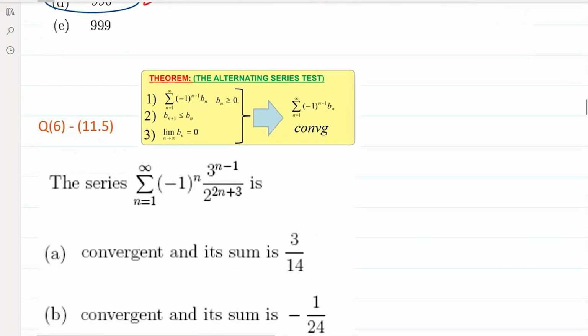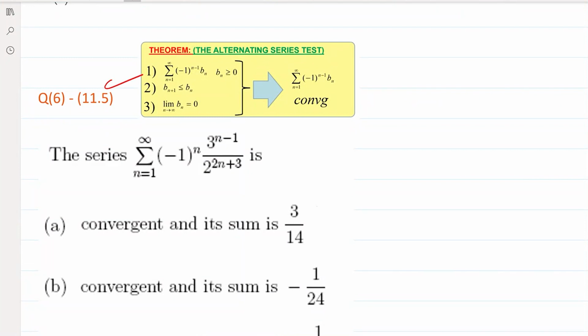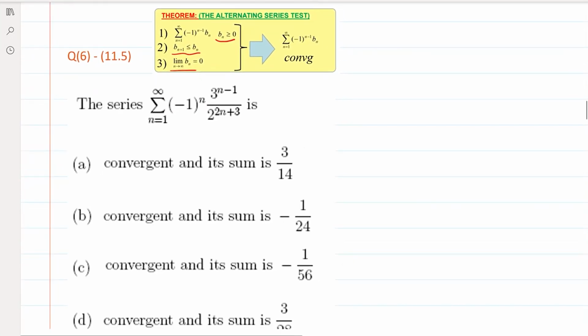Again, this is the alternating series condition. It should be positive, decreasing, and the limit goes to 0. Alternating means it alternates between positive, negative, positive, negative, and the alternating comes from minus 1 to the power n. If there is no minus 1 to the power n, this is not an alternating series. So the alternating comes from here. Now, solve this question.